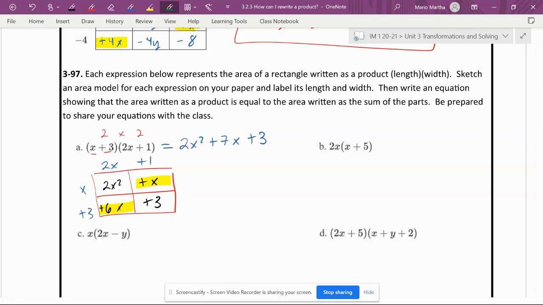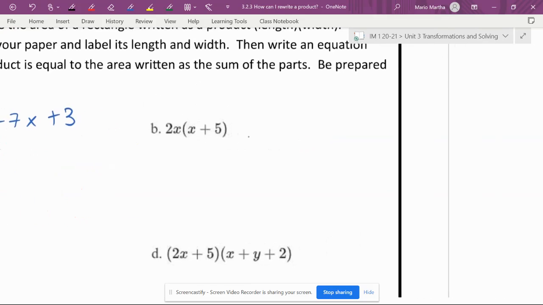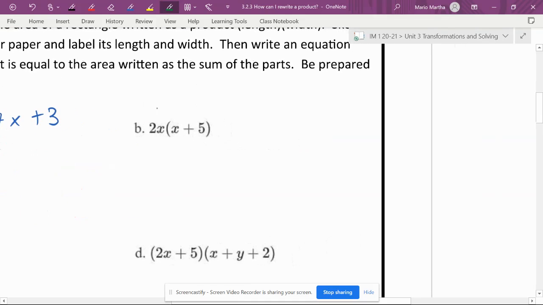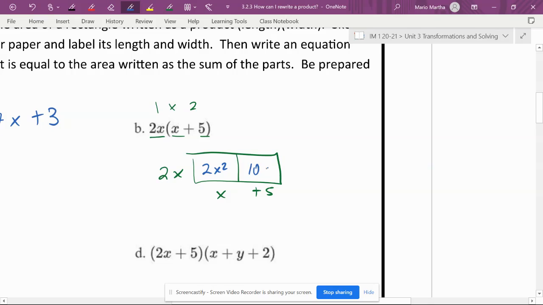And then we're going to do the same thing for part B. For this one again, draw your box. This would be a 1 by 2 box, because we have two terms in here and only one term outside. So 2x, and then x plus 5. 2x times x gives us 2x squared. And then 2x times 5 gives us 10x. So this is going to be equal to 2x squared plus 10x. And we just rewrite it on top over here.